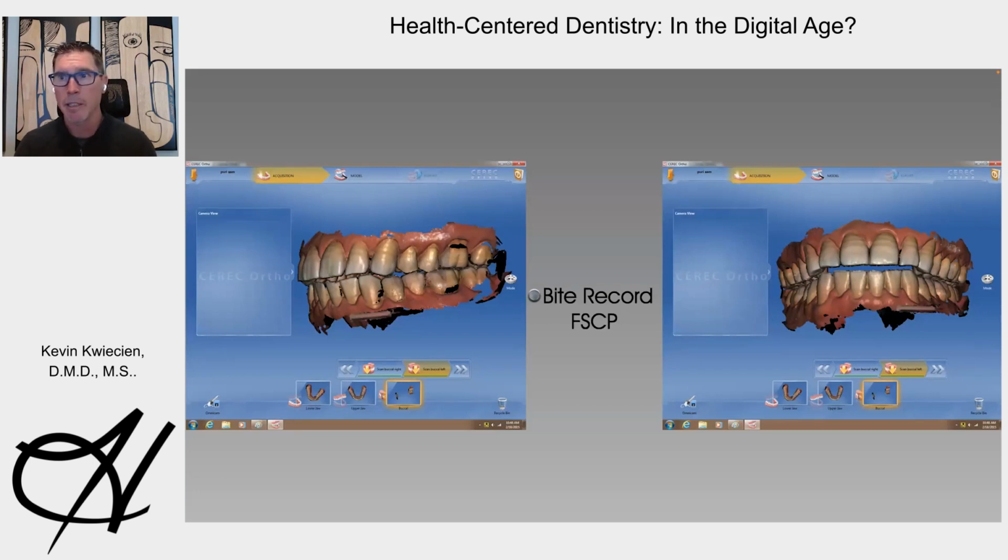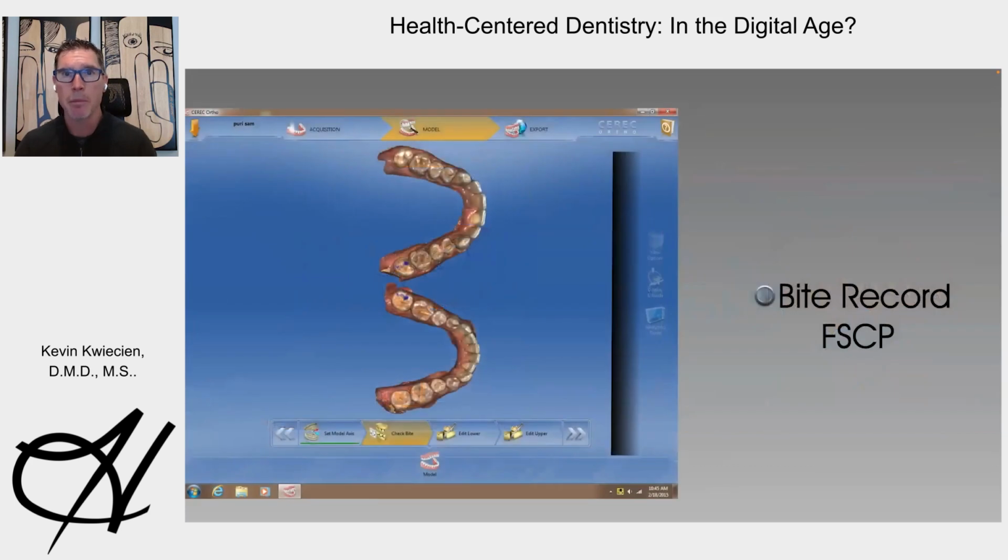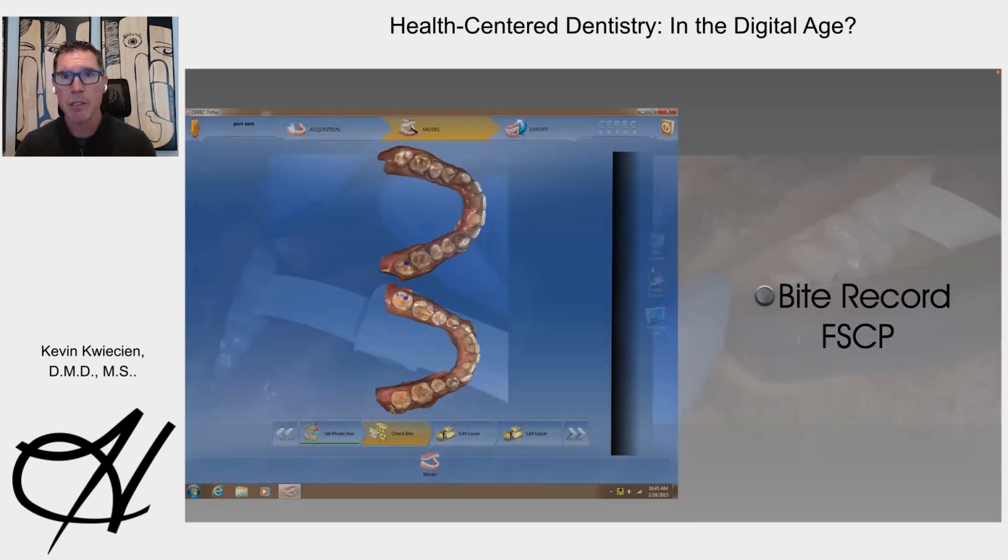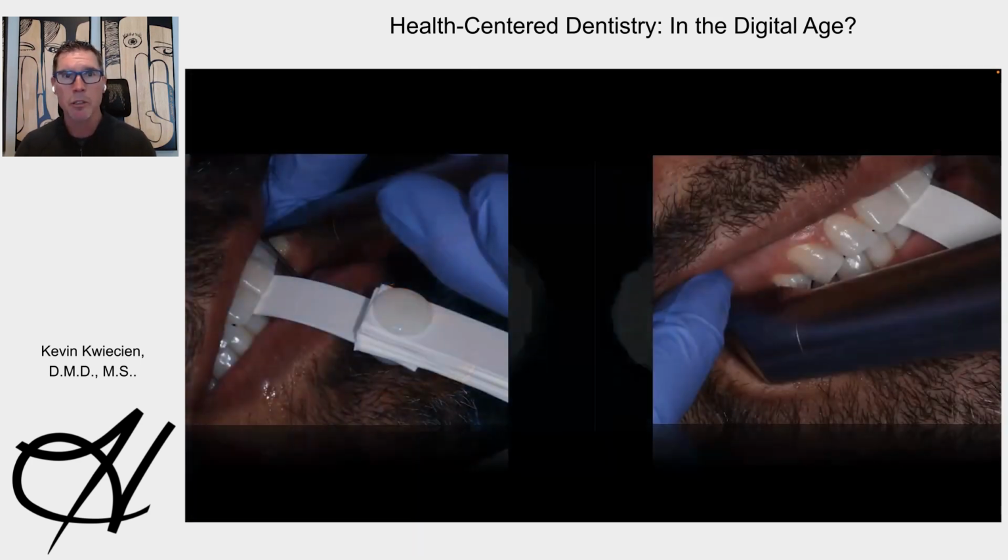So what you see here is models mounted in the position with the teeth touching with the ball in the socket. And it happens to be the second molars, as you see here. Well, how did I actually get that bite record? Well, it's everything we just talked about with just a little twist in the digital world.